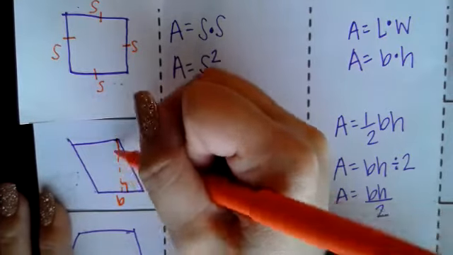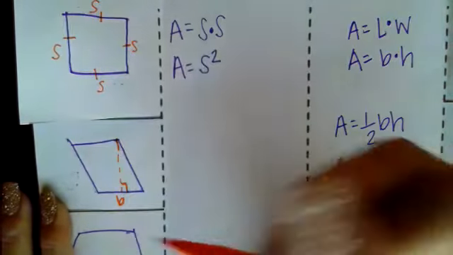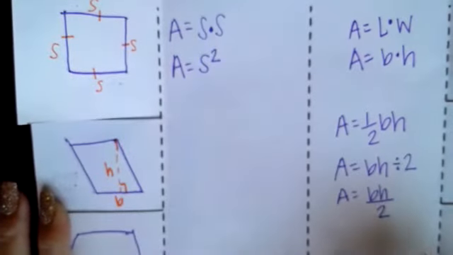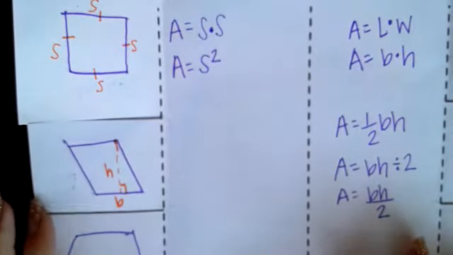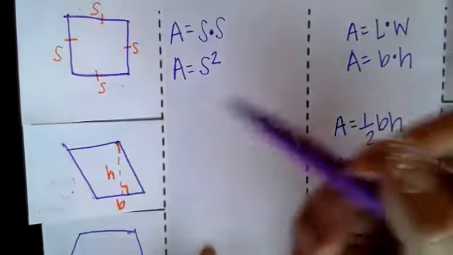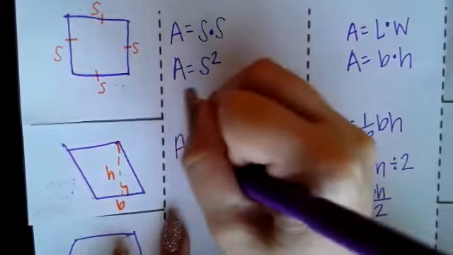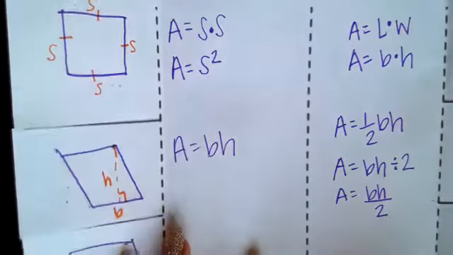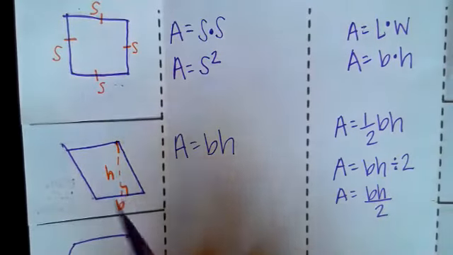If we measure a straight line that forms a right angle with the base, that measurement is the height of a parallelogram. And because a parallelogram is a four-sided shape, the formula is still just taking the base times the height. So all we do is multiply the base times the height.